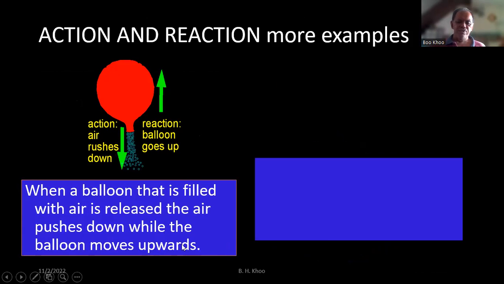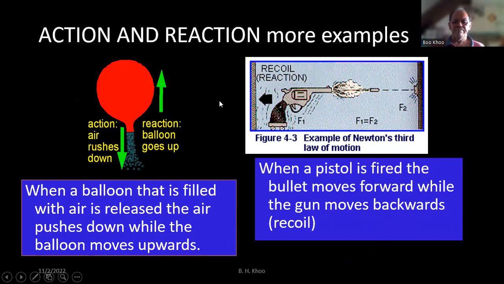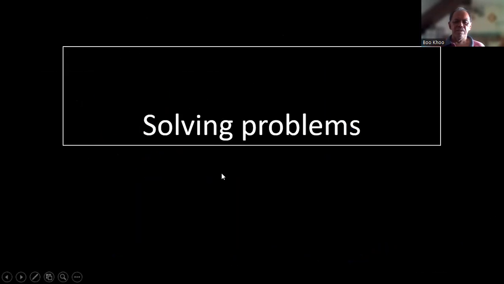Another example: a balloon that is filled with air is released. The air pushes down, and the balloon will move upwards. That's the reaction. Or you fire a gun: the bullet goes forward and the gun recoils the other way. Let's finish off with solving some problems.